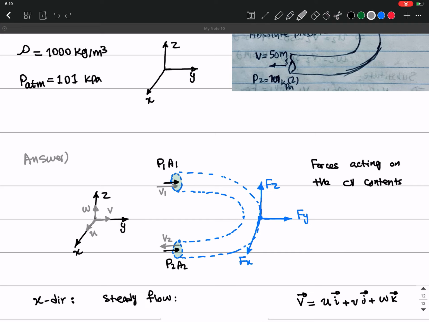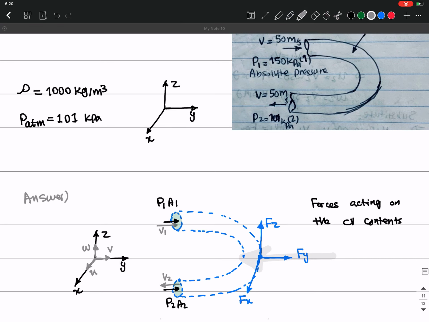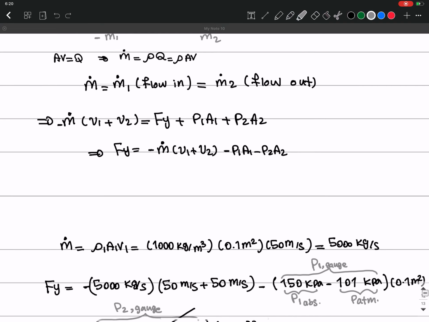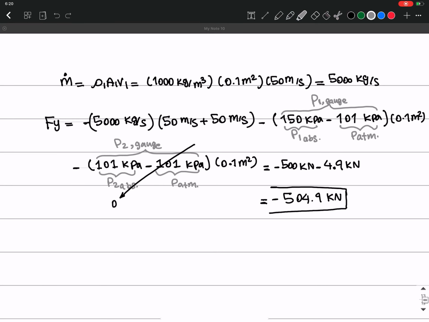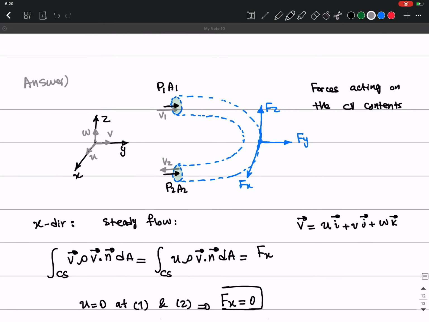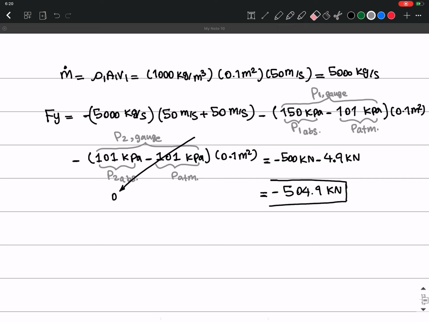So in general, in this problem, we will have 504 Newton, which is in the negative y direction that we assume, that needs to be applied to hold this bend in place, right? Okay. And again, we have only a force in the y direction, and the force in the x direction is 0, which we found here, right? So it's going to be only in the y direction.